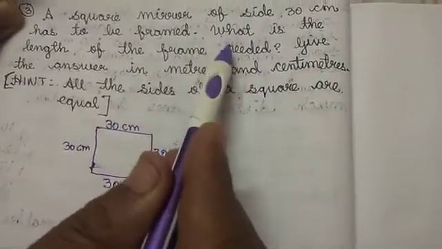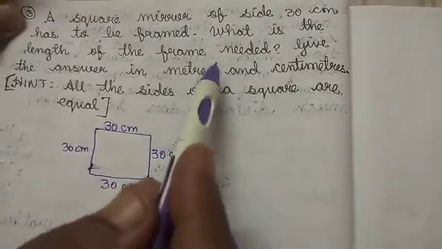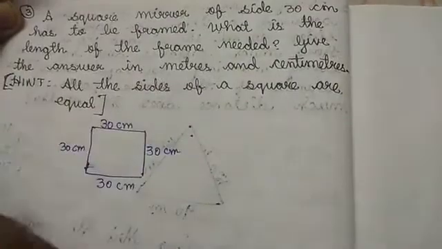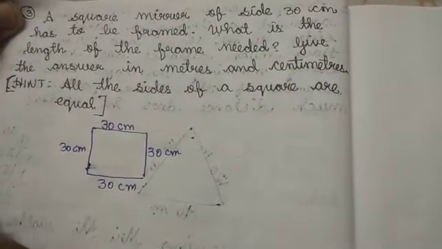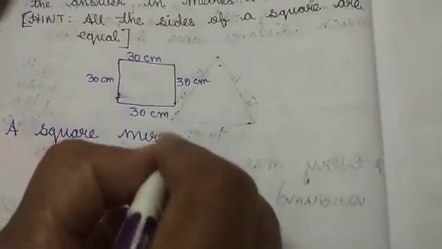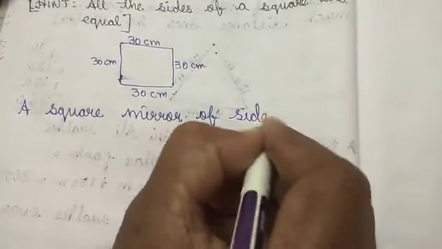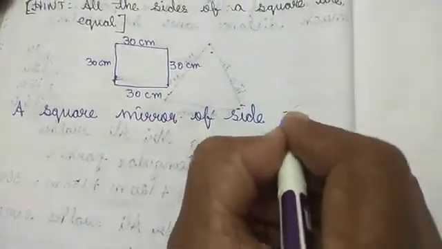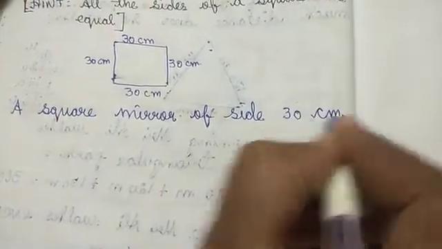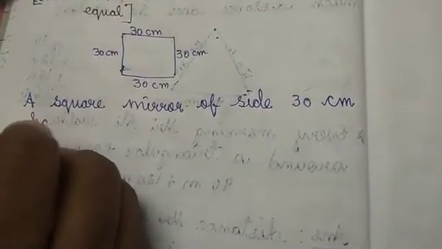So, first question. Here also 2 questions are there. What is the length of the frame needed? So, what you have to find? A square mirror of side 30 centimeter has to be framed.